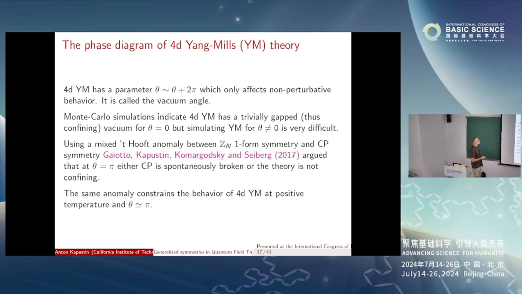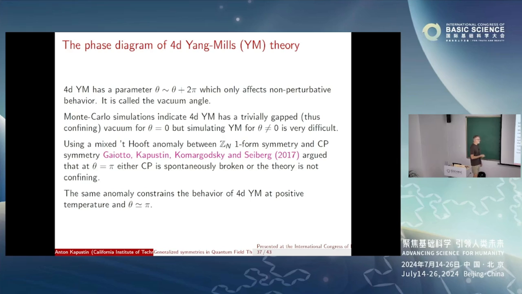Now, another interesting application of this notion of one-form symmetry is the following. Yang-Mills has a parameter called the theta angle, the theta vacuum angle. It only affects non-perturbative behavior, so it's difficult to study. Another difficulty is that while we know from Monte Carlo simulations that Yang-Mills theory in 4 dimensions is gapped, in fact trivially gapped and confining, for zero values of the parameter, it's hard to tell what's happening for non-zero values. It's difficult to simulate numerically because of the sign problem, essentially. Now, in a later paper with Zohar Komargodski, Nathan Seiberg and others, we argued that at theta equals pi, halfway between 0 and 2 pi, either CP is spontaneously broken, or the theory is not confining. And the argument uses precisely a 't Hooft anomaly between one-form symmetry and CP symmetry, which exists in this theory.